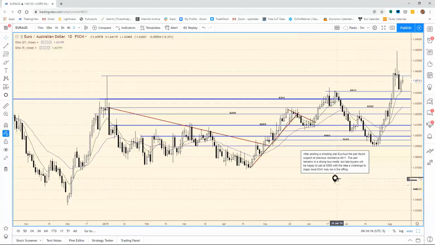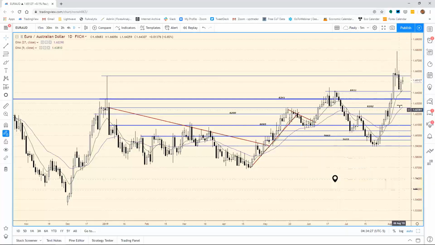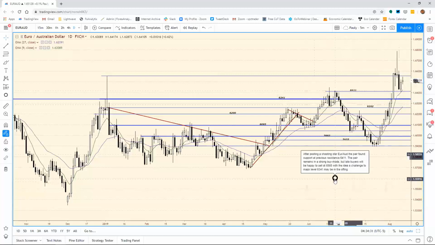After posting a shooting star, the euro odd pair found support at previous resistance, which was 64.11. So it found support there. You can clearly see that right here. After we had the shooting star, it came back down. Resistance had been 64.11, which now became support.